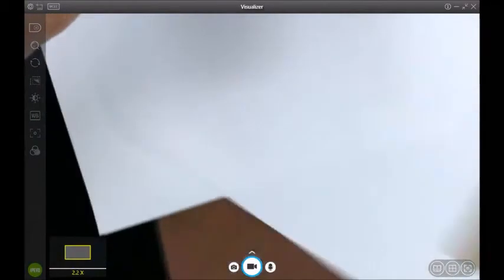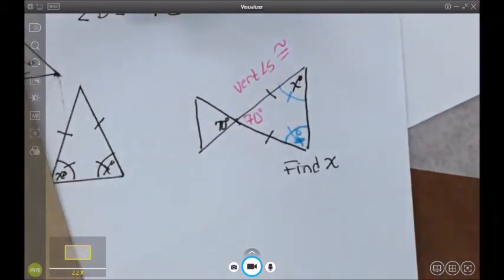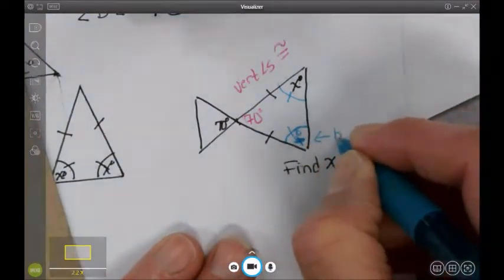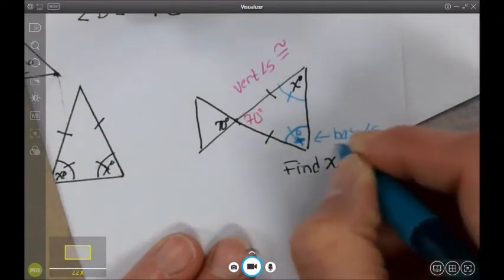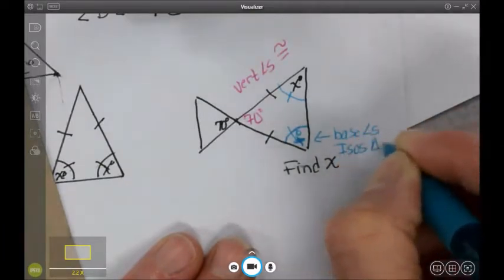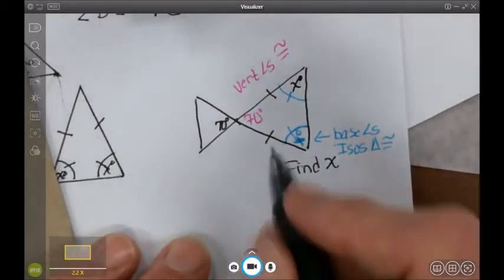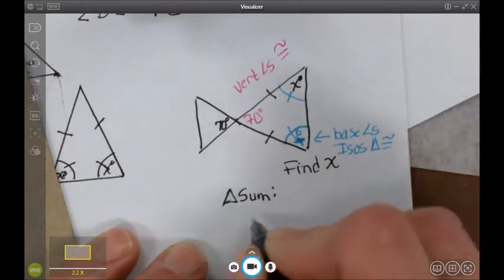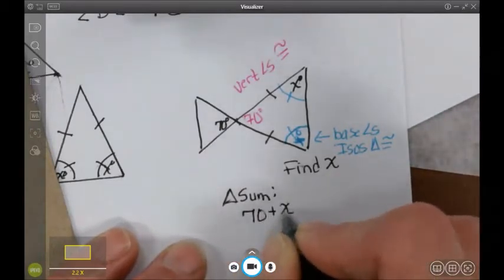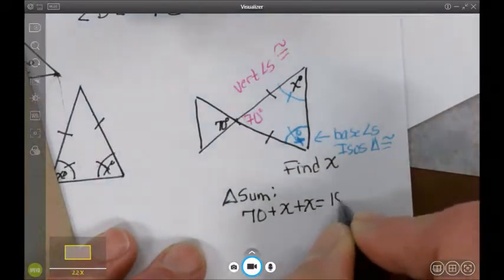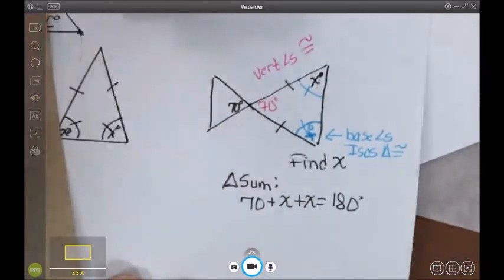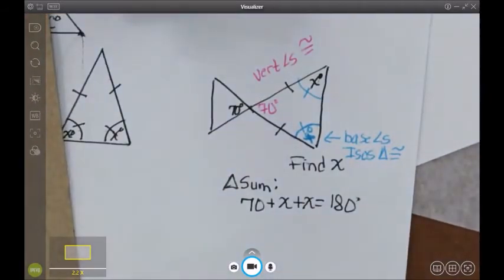So now I'm going to turn my paper back around. So now I can do the math of that using the triangle sum theorem. So this part right here was because the base angles in an isosceles triangle are congruent. And now I'm going to use the triangle sum theorem that tells me that 70 plus x plus x is equal to 180 degrees, right? And now I can do my algebra and solve that equation. Okay, so take a minute and solve that equation.